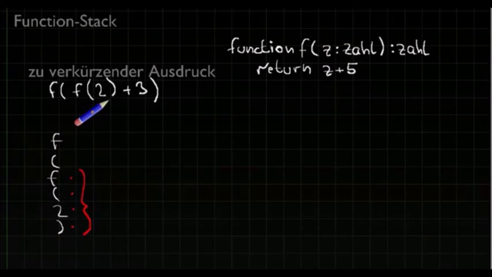And now, if we look at the function f of 2, we see that the figure of z has the value of 2. And since the function returns z plus 5, we get the value 7. I'll write down the replacement, which is 7. And in our function stack, we still have f, open bracket, but now there is a 7 in there. So after this step is finished, we will proceed.